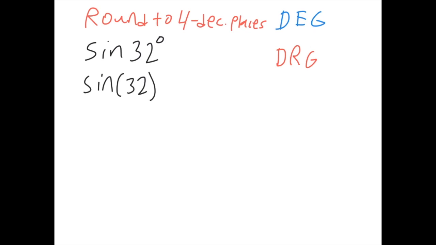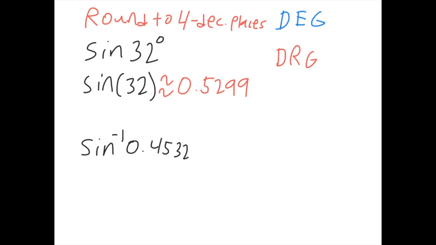So sine of 32, that would become 0.5299, because the next digit after that is 1, which would round down. And it's no different from doing cosine or tangent. All you do is just press the cosine button or the tangent button instead of the sine button.